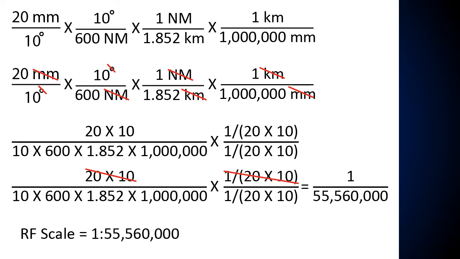The result is the relative fraction scale of 1 over 55,560,000, which we simply rewrite as a ratio 1 to 55,560,000. This means that 1 centimeter on the map is 55,560,000 centimeters in the real world. Now do this for the Hawaii Island chain and Emperor Seamount chain map.